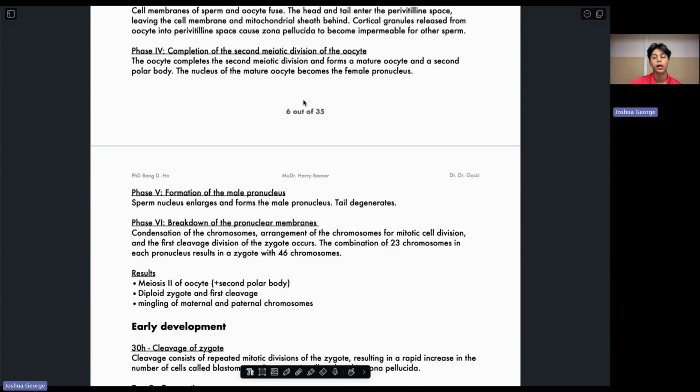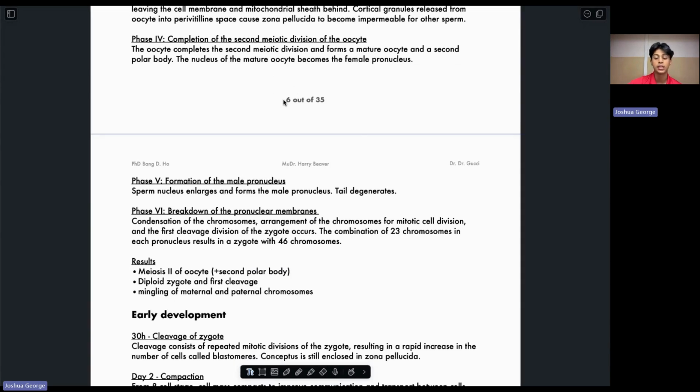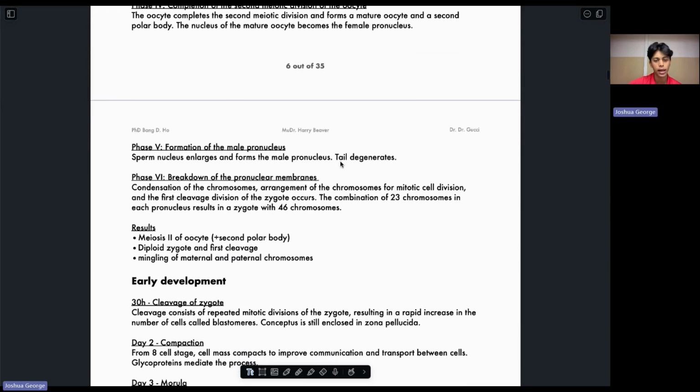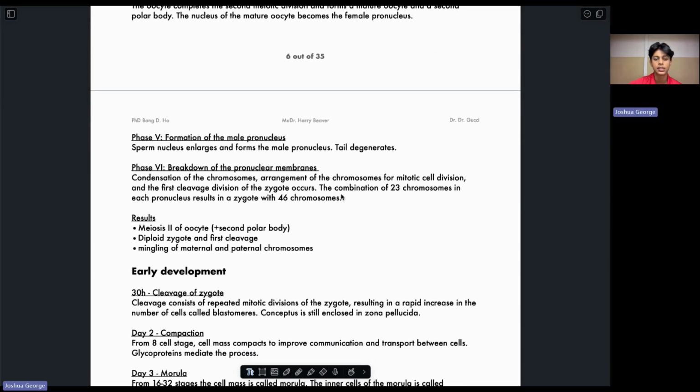Right before the nucleus of the sperm meets the pronucleus of the egg, the oocyte just completes its second meiotic division. So now it's officially mature enough for fertilization. And during fertilization, what essentially happens is the nucleus of the sperm enlarges, which forms the male pronucleus. The nucleus of the egg enlarges, which is present already and is mature now, and they both combine.